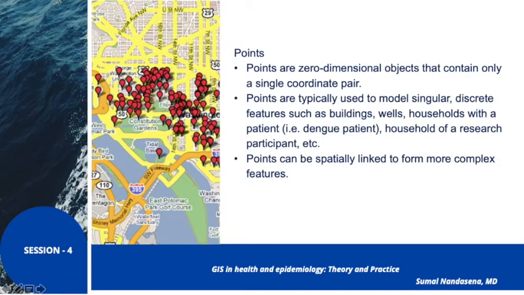Points. Points are zero-dimensional objects that contain only a single coordinate pair. Points are typically used to model singular, discrete features such as buildings, wells, households with a patient, or the household of a research participant. Points can be spatially linked to form more complex features.